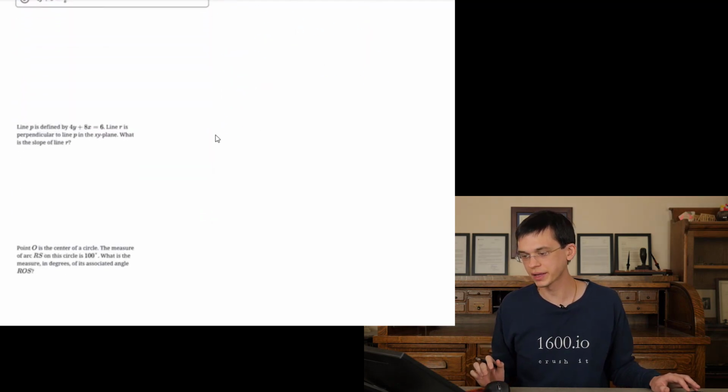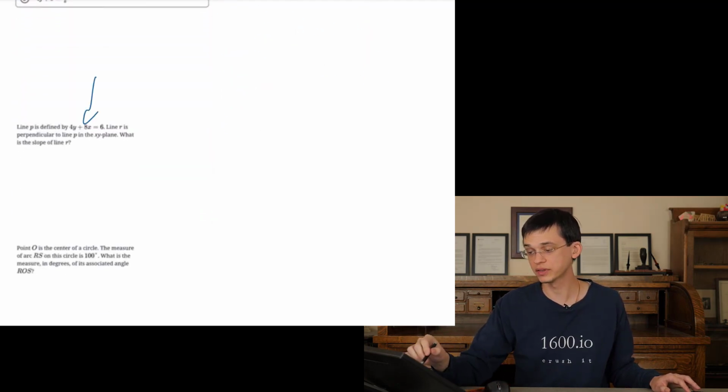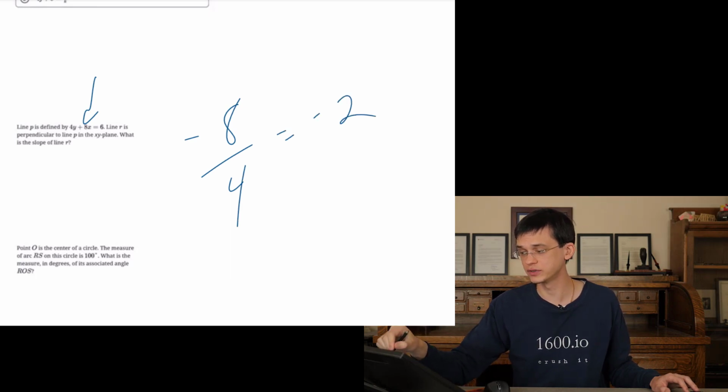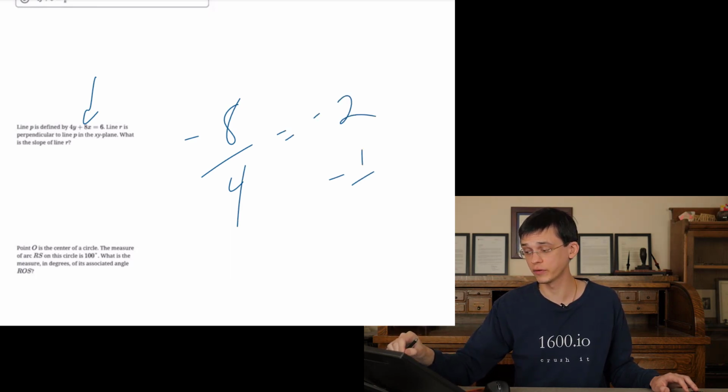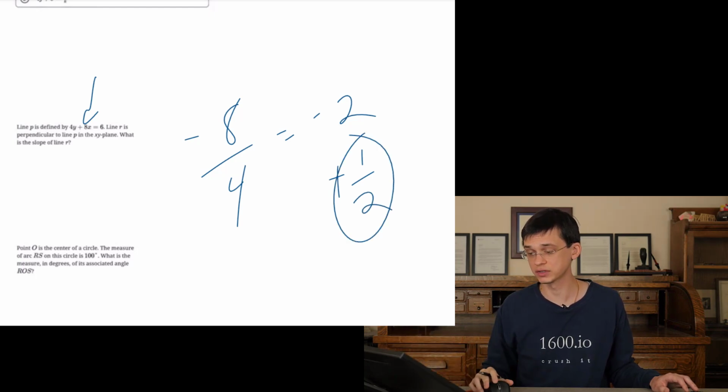Line P is defined by this. Line R is perpendicular. They're asking for the slope of line R, which is perpendicular to that. The slope of line P is going to be equal to negative A over B. Just be careful about the x and y coefficients. So that's going to be equal to negative 2. So the line perpendicular to this is going to have a slope of positive 1/2. So that's going to be the slope of line R.